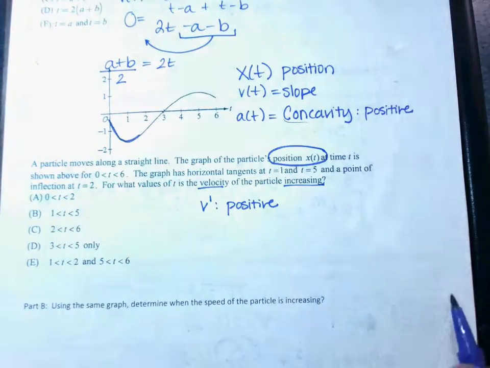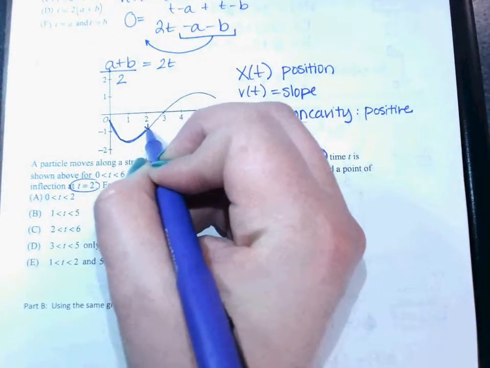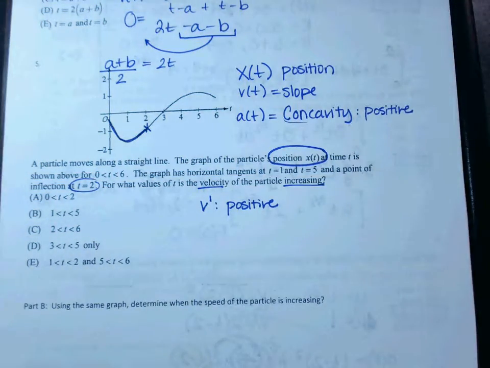0 till, where did it say the point of inflection's at? 2. So I would have to stop at 2. So it'd be 0 till 2.